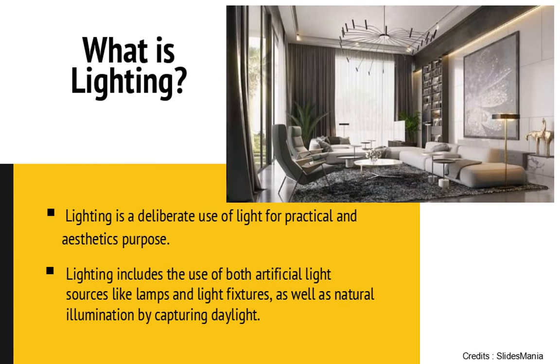So starting with, what is lighting? Lighting is a deliberate use of light for practical and aesthetic purpose. Lighting includes the use of both artificial light sources like lamps and light fixtures as well as natural illumination by capturing daylight. As you can see in the picture, there is a perfect balance of natural and artificial light.